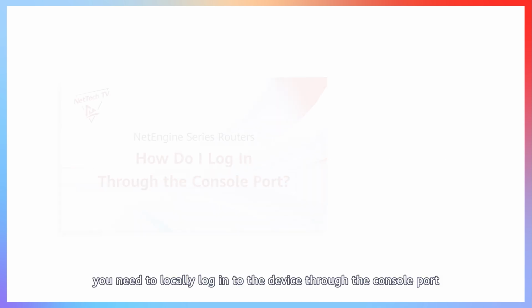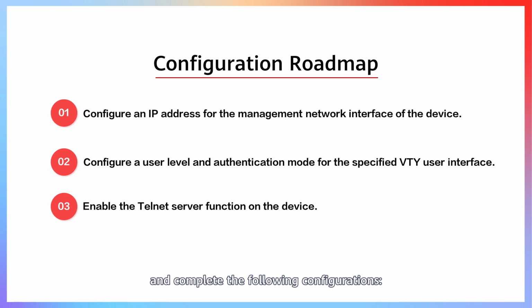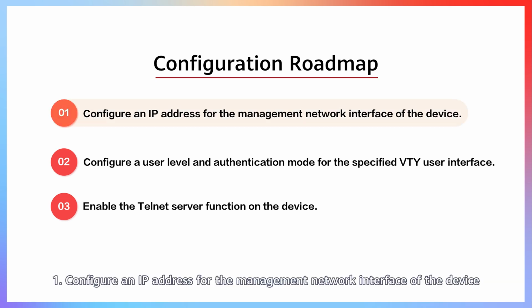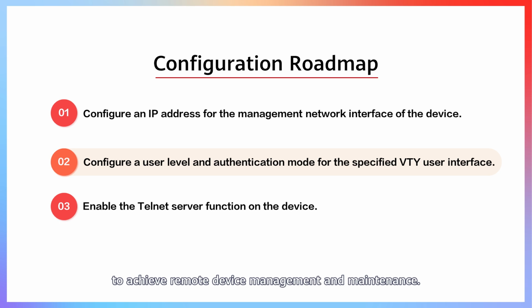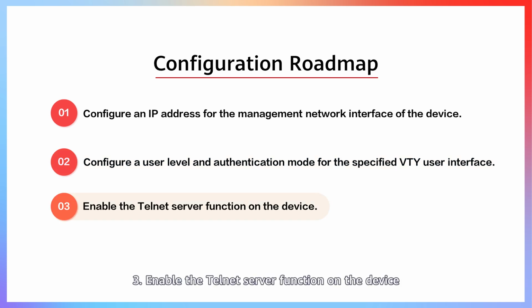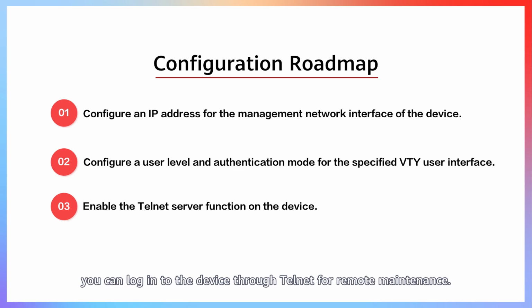Before you can do so, you need to locally log into the device through the console port and complete the following configurations. First, configure an IP address for the management network interface of the device to ensure that the route between the terminal and device is reachable. Second, configure a user level and authentication mode for the specified VTY user interface to achieve remote device management and maintenance. Third, enable the Telnet server function on the device so that you can remotely log in to the device through Telnet. After completing these operations, you can log in to the device through Telnet for remote maintenance.